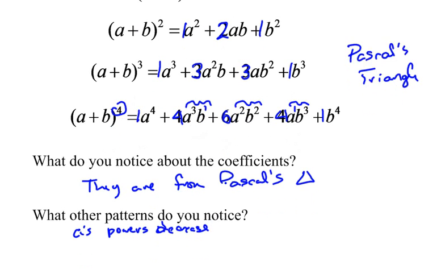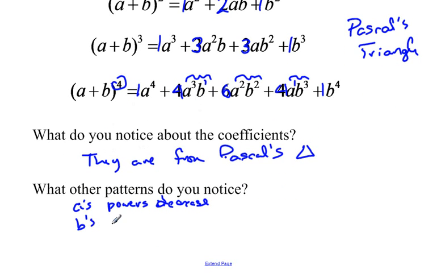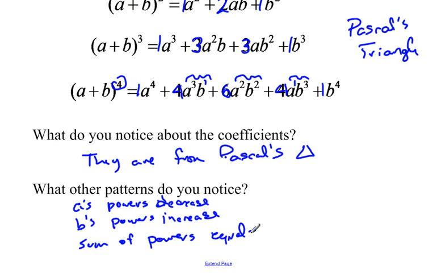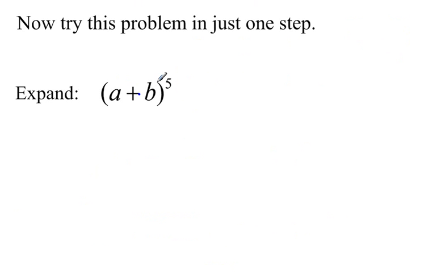Let's see, scroll this down. B's powers increase, and the sum of the powers equals n if we say that a plus b is taken to the nth power. All right, so we're going to use all of that to figure out this one, a plus b to the fifth.